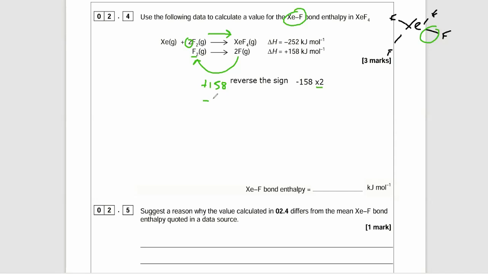And then if we follow the arrow round and go in the right-hand direction with the top one, we have minus 252. So put them together and we're going to get 568. And then we're going to divide that by 4 because there's 4 Xe-F bonds. And we're going to get 142 kilojoules per mole as the bond enthalpy. And there we go.